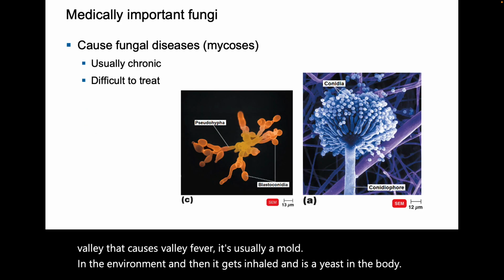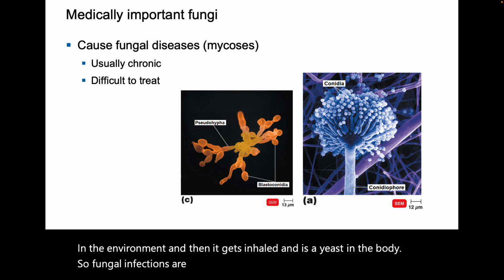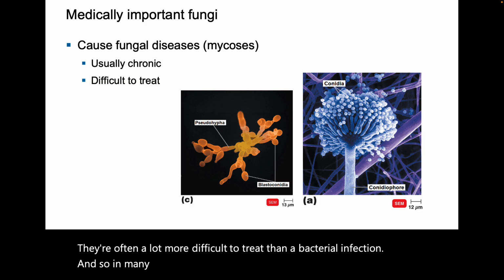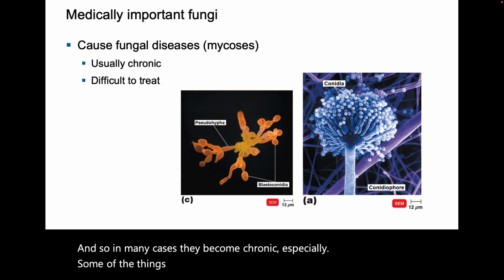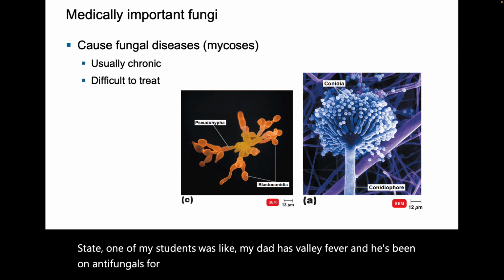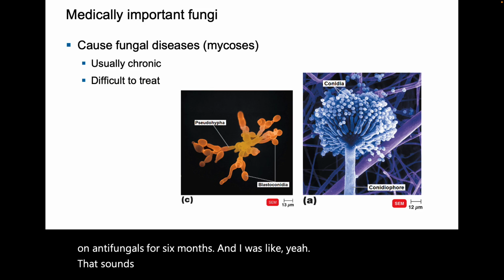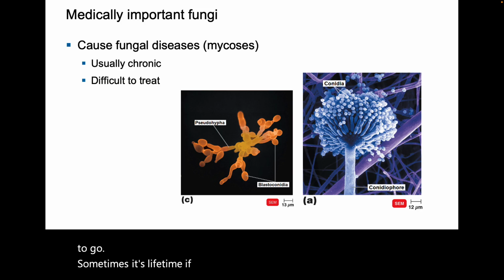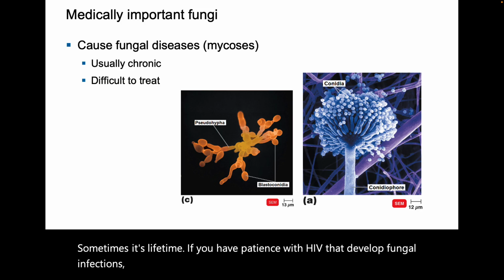So fungal infections are called mycoses. They're often a lot more difficult to treat than a bacterial infection. And so in many cases, they become chronic, especially some of the things like, again, valley fever. My very first semester at Fresno State, one of my students was like, my dad has valley fever and he's been on antifungals for 6 months. And I was like, yeah, that sounds about right. And the doctor said he's got at least 3 months to go. Sometimes it's lifetime. If you have patients with HIV that develop fungal infections, they are on antifungals for the rest of their lives.